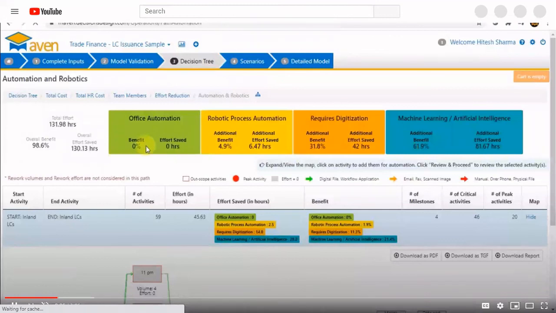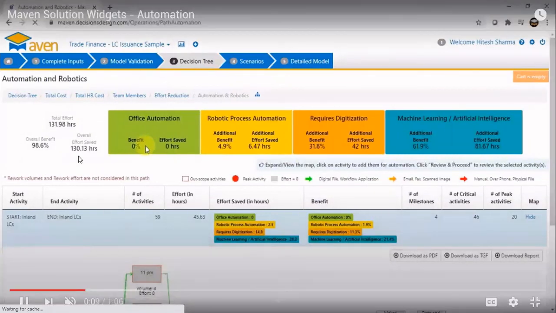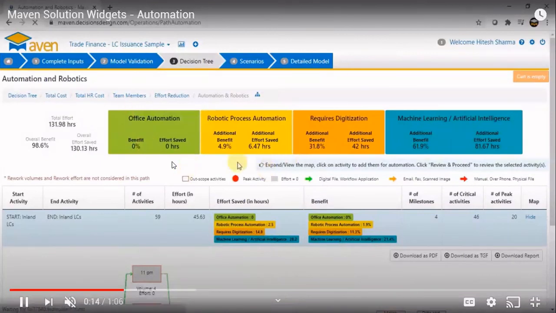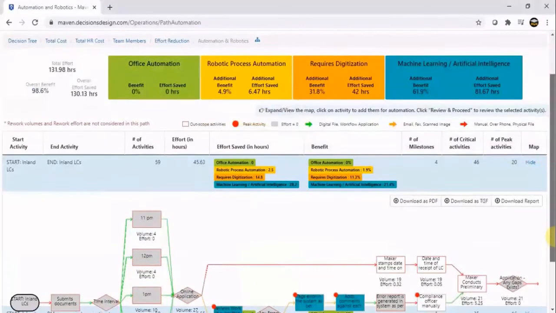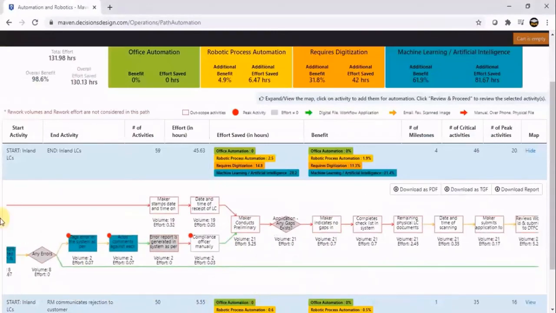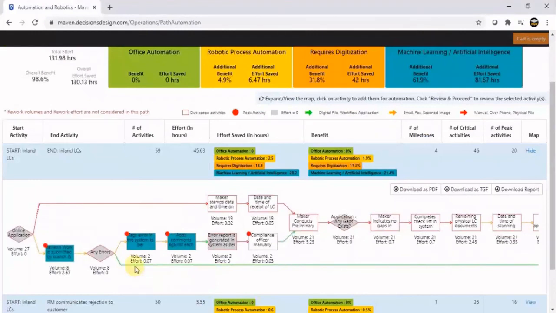As you can see here, Maven has quantified the automation benefits and shown them here. It has also, in addition to quantification, bucketized the benefits based on the automation feasibility and the type of automation. The widget can then be used to identify the specific activities which can be automated, and also to prioritize those activities by identifying which tasks are causing peak utilization and hence will be impacting cost the most.